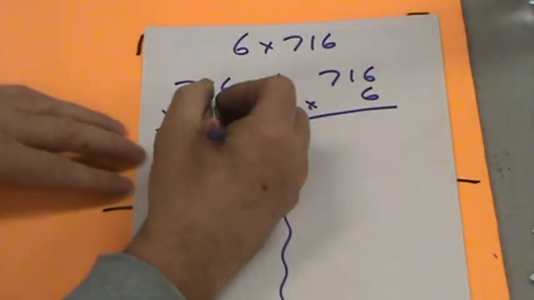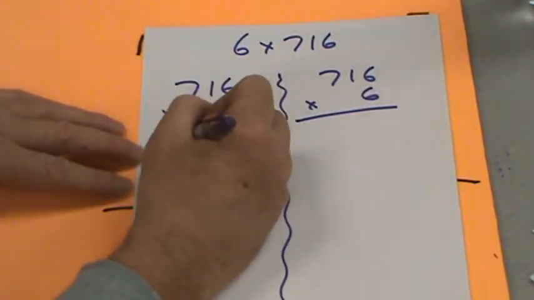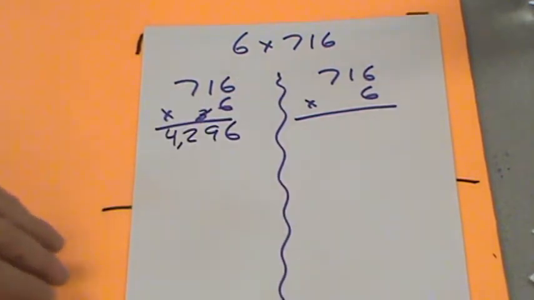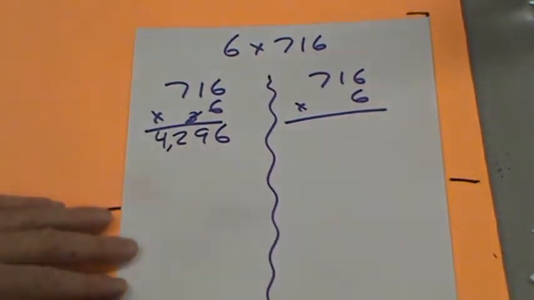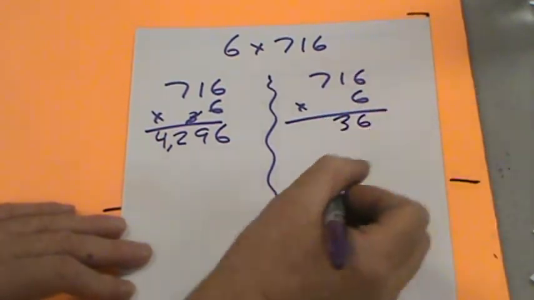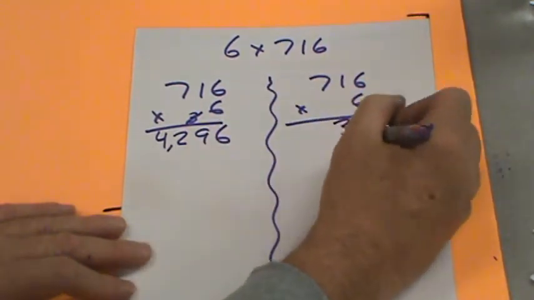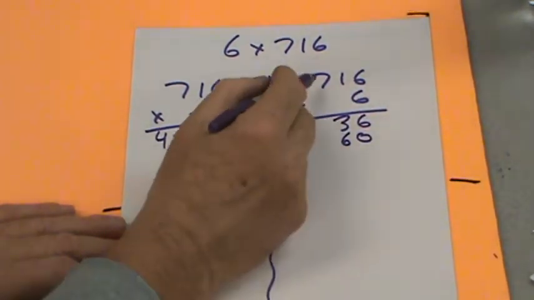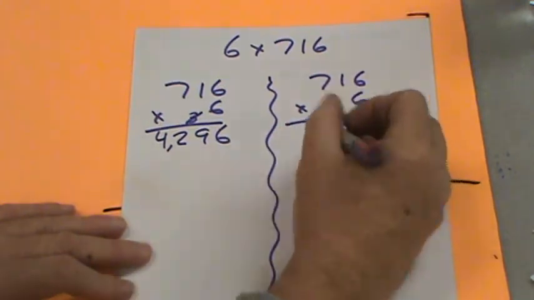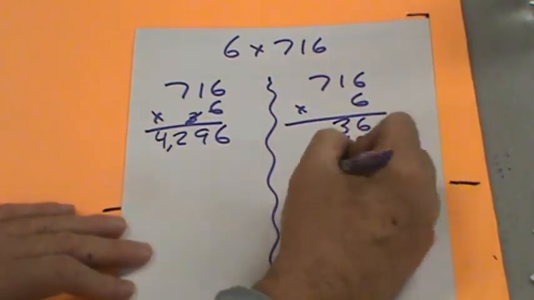So 7 times 6 is 42, but in this case, 6 times 700 is 4,200. Let's do partial products now, okay? 6 times 6, we already know, is 36. 10 times 6, or 6 times 10, is 60, right? 7 hundreds times 6, 7 times 6 is 42. Put on the 2 zeros to show it's times 100.